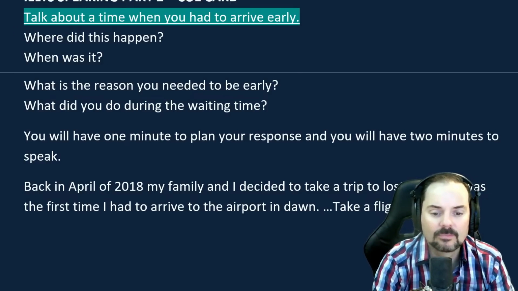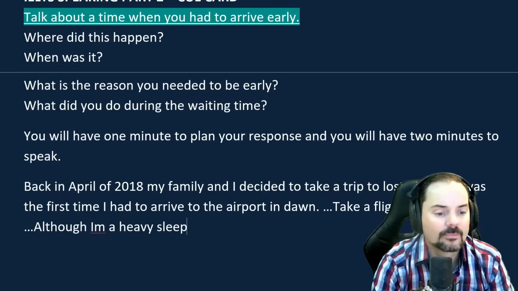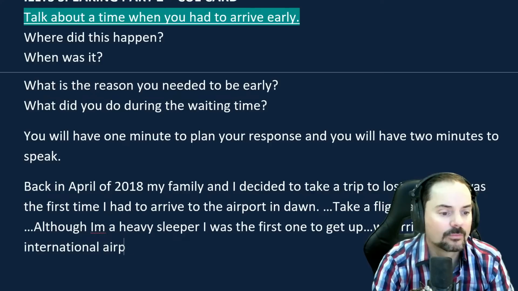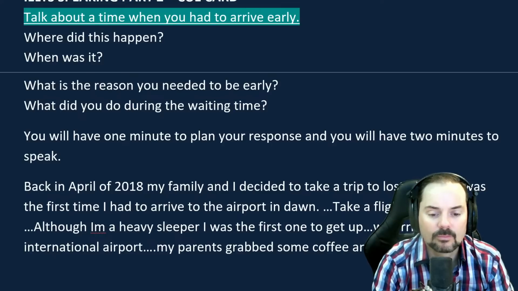Although I'm a heavy sleeper, I was the first one to get up, even before the alarm went off at around 3 a.m., in order to be well prepared and at rest in my mind. We arrived at the International Tân Airport 1 hour in advance and then sat in the lounge. While waiting for our turn, my parents grabbed some coffee and sandwiches for the whole family and talked together. We had a blast in Dallas City, not only visiting some beautiful landscapes but also trying some traditional local food.